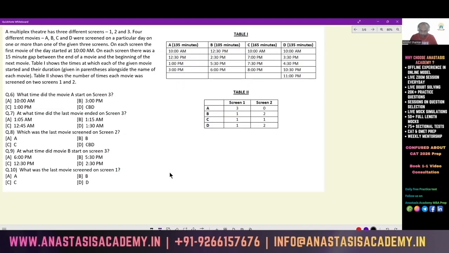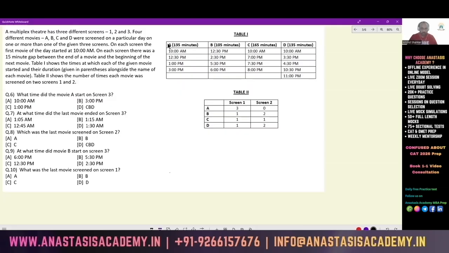On each screen, there was a 15-minute gap between the end of the movie and the beginning of the next movie. Table 1 shows the times at which each of the given movies started and their duration in the parentheses along the name of each movie. So A takes 135 minutes of runtime, B has 105 minutes of runtime, C has 165 minutes of runtime, and D has 135 minutes of runtime.